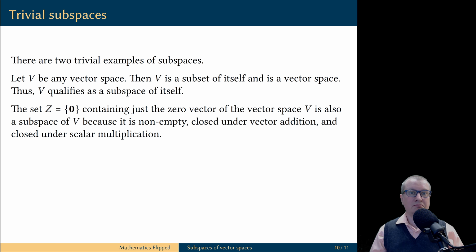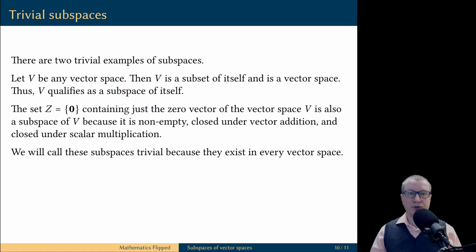Is it non-empty? Yes, it contains the 0 vector. Is it closed under vector addition? Yes, because 0 vector plus 0 vector is the 0 vector. It's back in the set. Is it closed under scalar multiplication? Yes, because we proved that in any vector space a scalar multiple of the zero vector is still the zero vector.